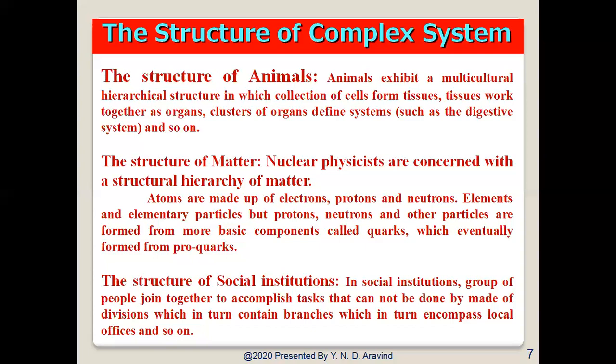Now coming to the structure of social institutions. In social institutions, groups of people join together to accomplish a task that cannot be done by individuals, forming divisions, which in turn contain branches, which in turn encompass local offices and so on. That is, the relationships among the various parts of these large organizations are just like those found among the components of a computer or a plant or animals or even a galaxy.